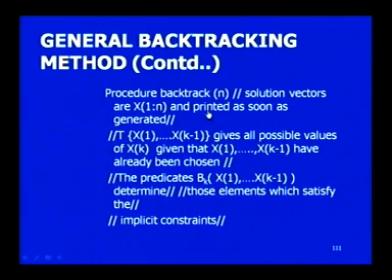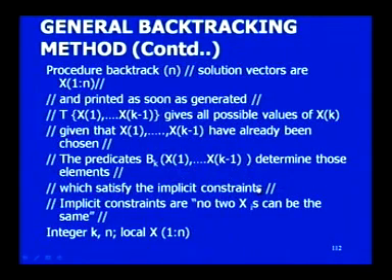So, you can see procedure backtrack. Solution vectors are x1 to xn and are printed as soon as they are generated. T(x1 to xk minus 1) gives all possible values of xk, given that x1 to xk minus 1 have already been chosen. These are the predicates Bk(x1 to xk minus 1). Then we are putting the constraint.